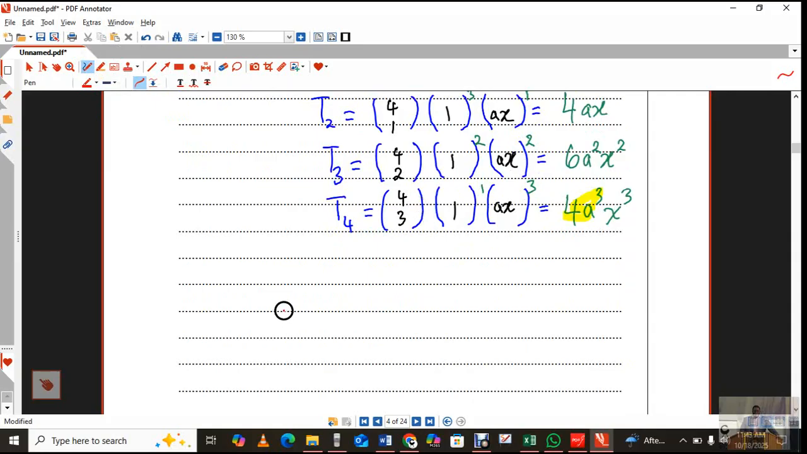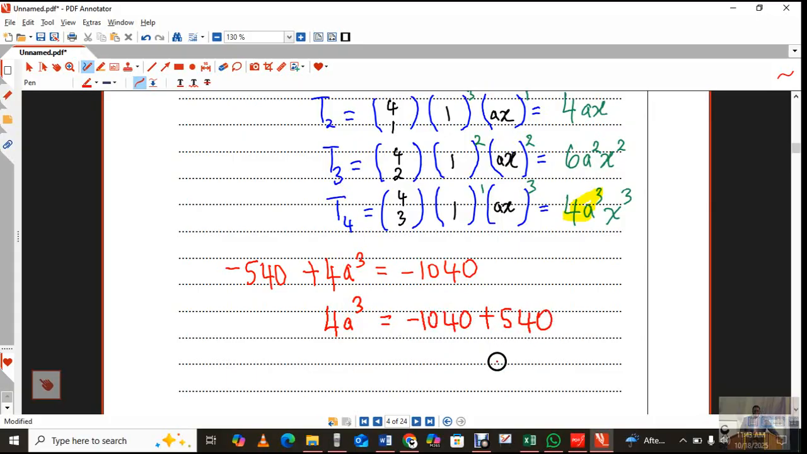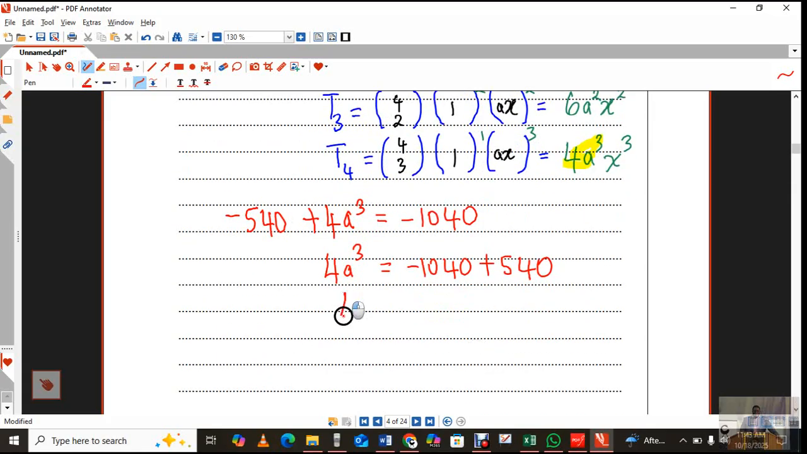So at the end of the day, I have negative 540 plus 4a cubed is equal to negative 1040. That is what I have. So I'm going to have 4a cubed is equal to negative 1040 plus 540. Okay. If you add these two, you're going to have 4a cubed is equal to negative 500.